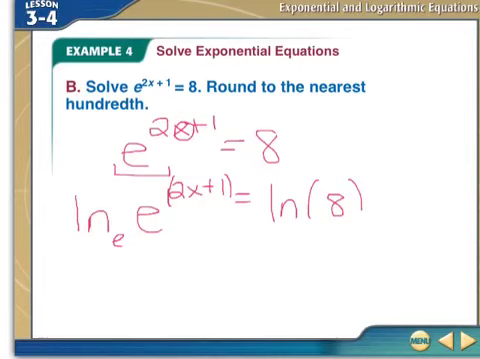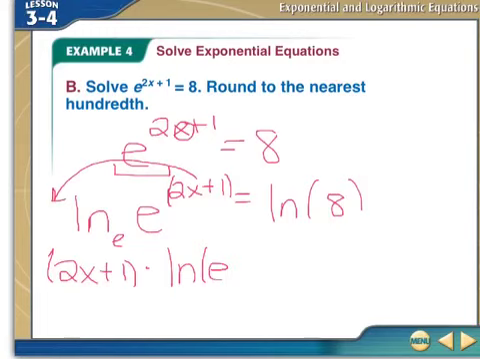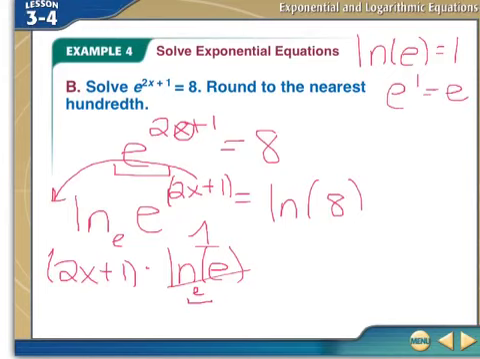So if I apply the power property, I can bring down the 2x plus 1, and I'm going to multiply by natural log of e. Remember, my natural log is base e, and if the base of your log is the same as the base of your input, they cancel out and just leave me with 1. Natural log of e is equal to 1 because e to the first is equal to e, if I rewrite it exponentially.